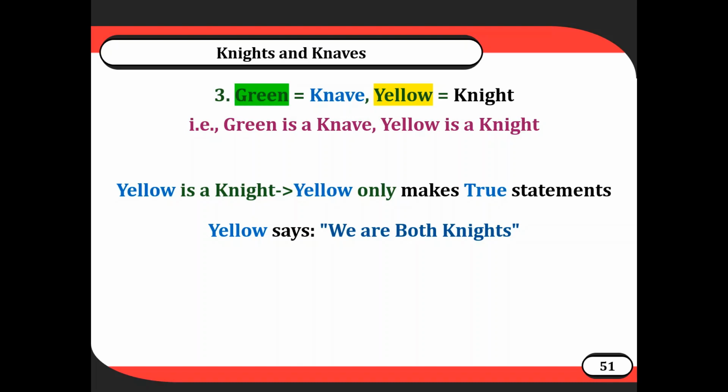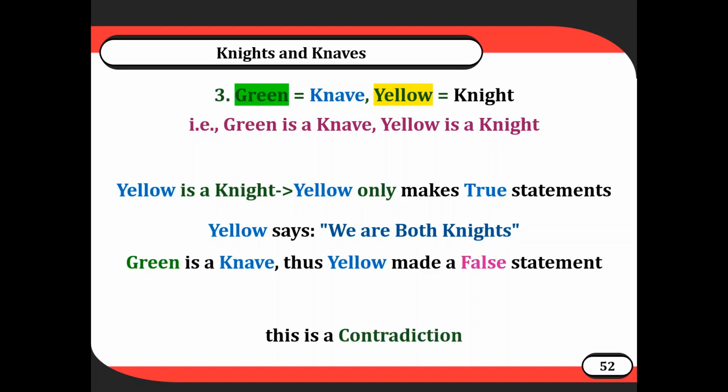So if yellow is a knight, yellow only makes true statements. And when we met yellow, yellow said, we are both knights. However, although yellow is a knight, green is a knave, thus yellow made a false statement. So again, we've reached a contradiction where our assumptions lead us to something that we know to be true, it should be false, or vice versa.